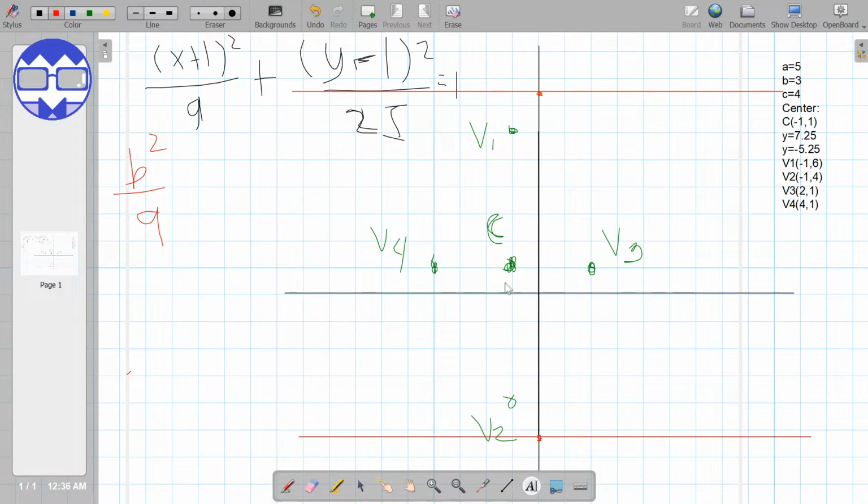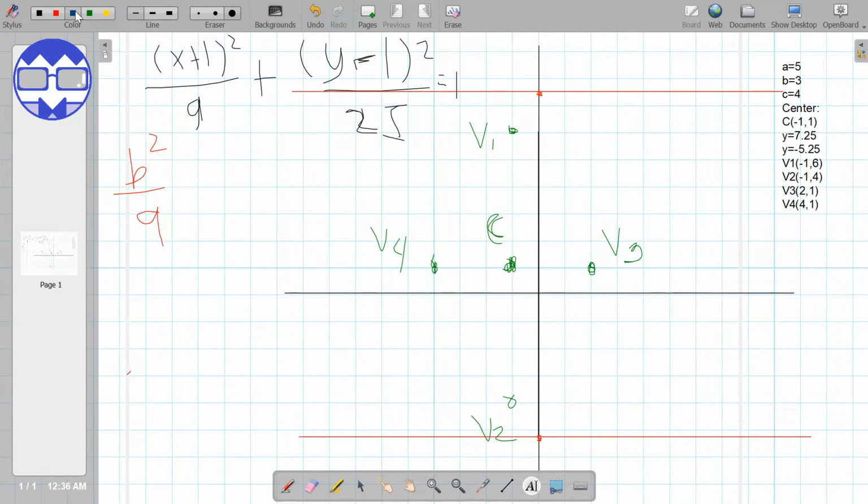Then next we need to solve the foci, because we need to find the latera recta. So the foci is just plus 4, because our c is 4, so plus c, plus 4. And if the orientation is vertical, we will add vertically. So we will move vertically.